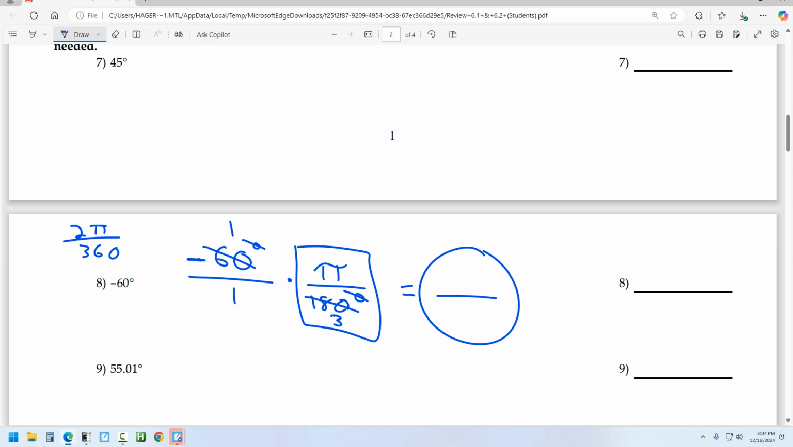Careful. We lost something. You're multiplying straight across, but you lost something when you multiplied straight across. It's not pi over 3. Oh, negative. Right. Negative 1 pi, so negative pi over 3. And that's how you would convert from degrees to radians.